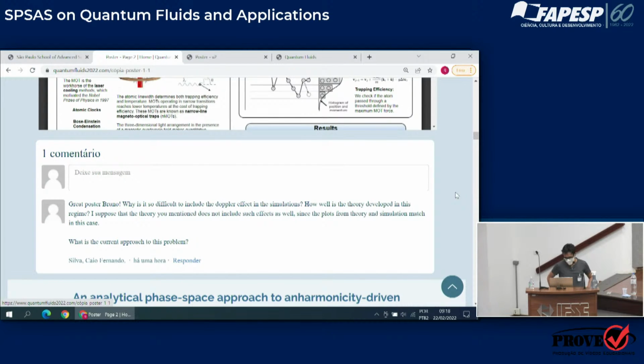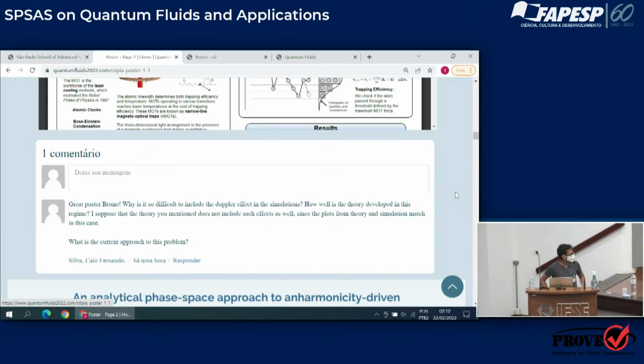So, why is it so difficult to include the Doppler effect in the simulation? How well is the theory developed in this regime? I suppose that the theory you're mentioning does not include such effects as well, since the plots from theory and simulation match in this case. What is the current approach to this problem?